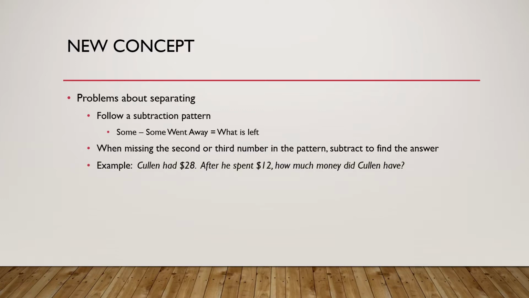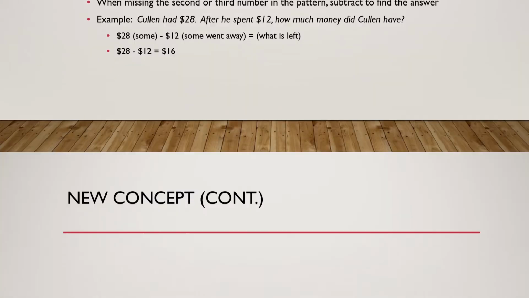So for example, Cullen had $28 after he spent $12. How much money did Cullen have? We have the sum, and the sum went away numbers, 28 and 12. We don't know what is left, how much he had left after he spent his money. So we need to subtract. $28 minus $12 is $16.